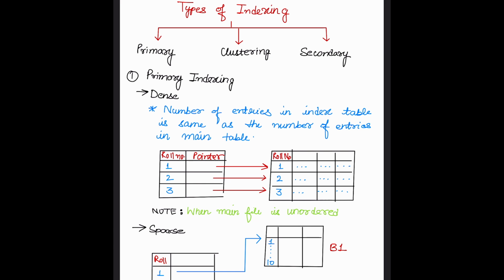So this is the difference between dense indexing and sparse indexing, because in dense indexing the number of rows in the index table and the number of rows in the main table is the same. But in sparse indexing, we pick only a few rows from the main table, so we do not have the exact same number of rows as compared to the main table.